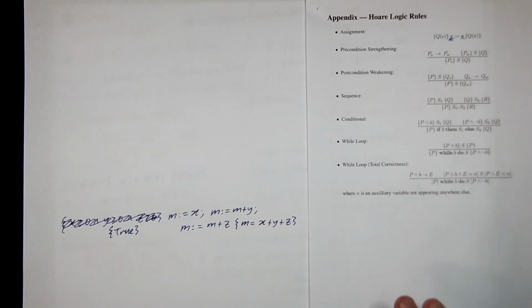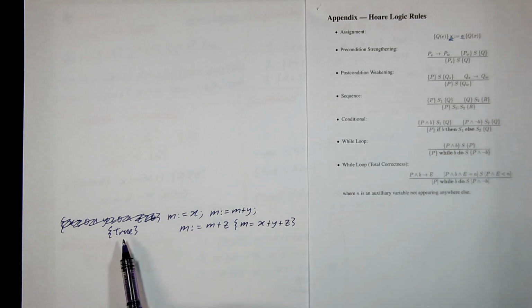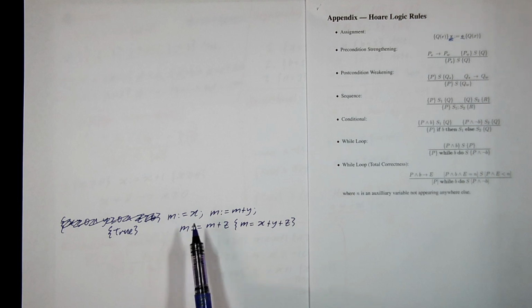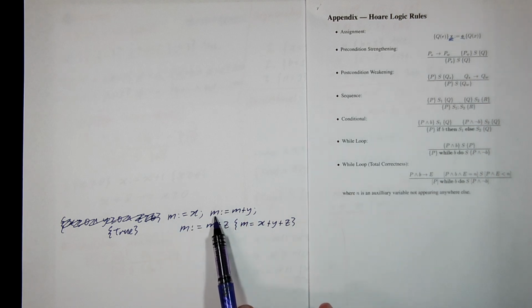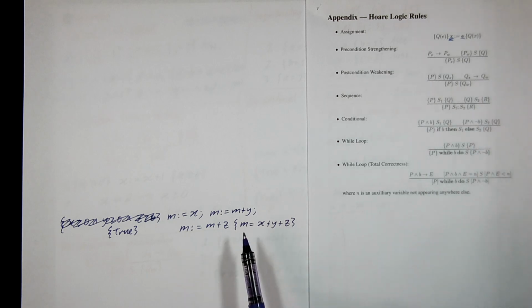Okay, this time I've chosen a tricky one. This time there's 3 statements here. So the precondition is true, and what's the code doing? It assigns m to the value of x, and then increases m by y, and then increases m by z, and then afterwards m is equal to the sum of x and y and z.